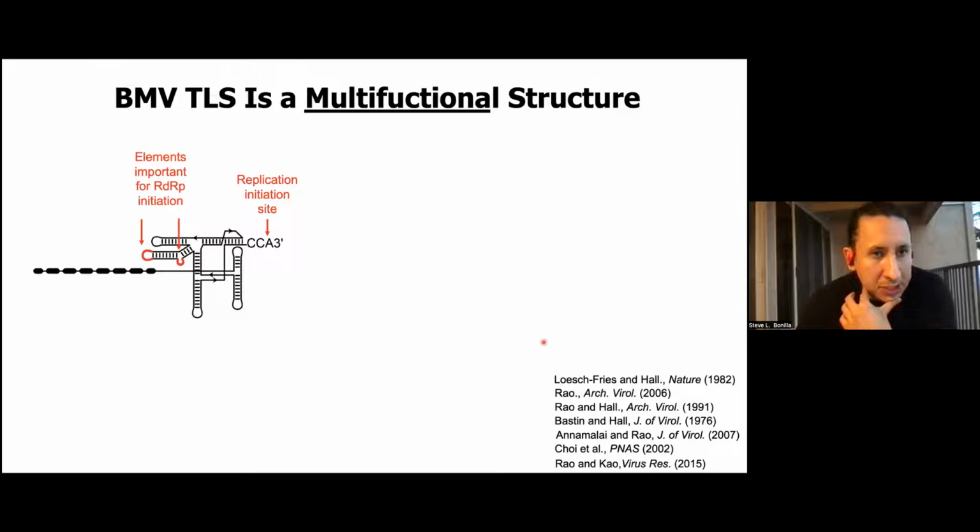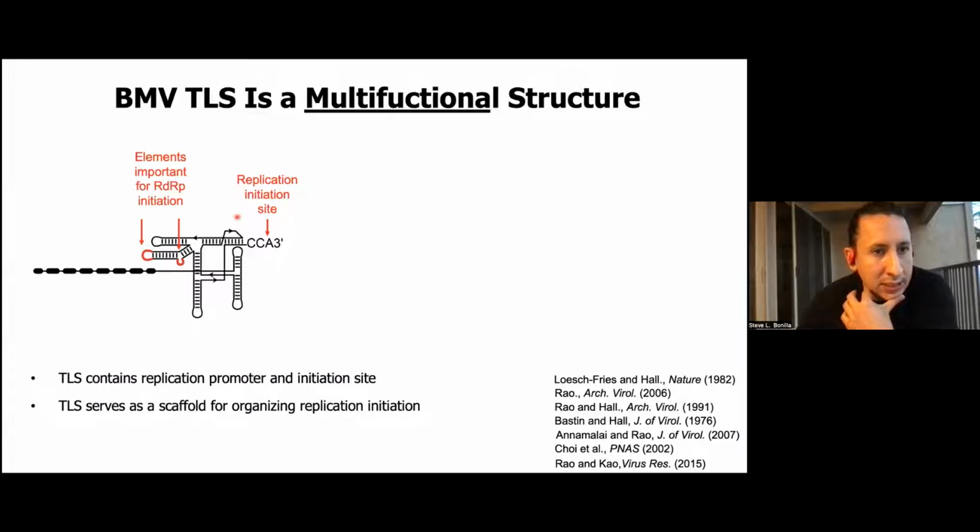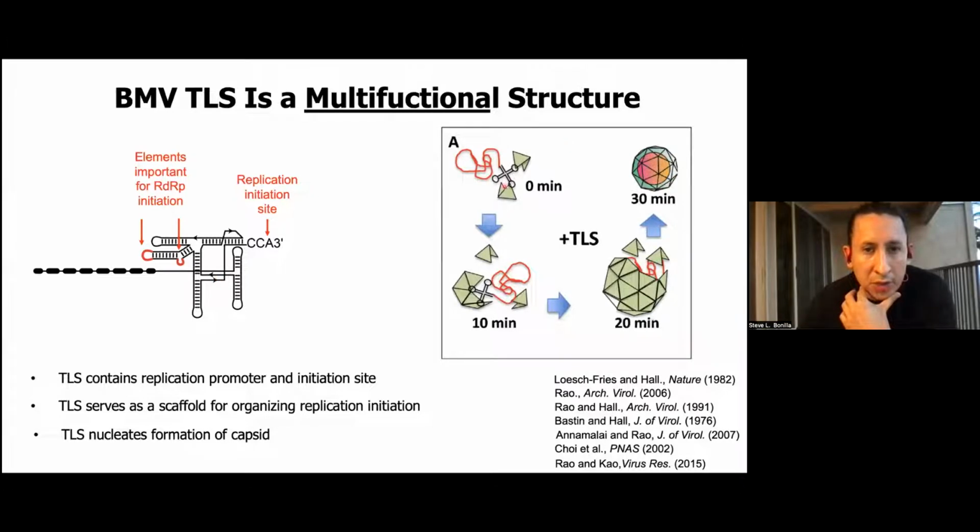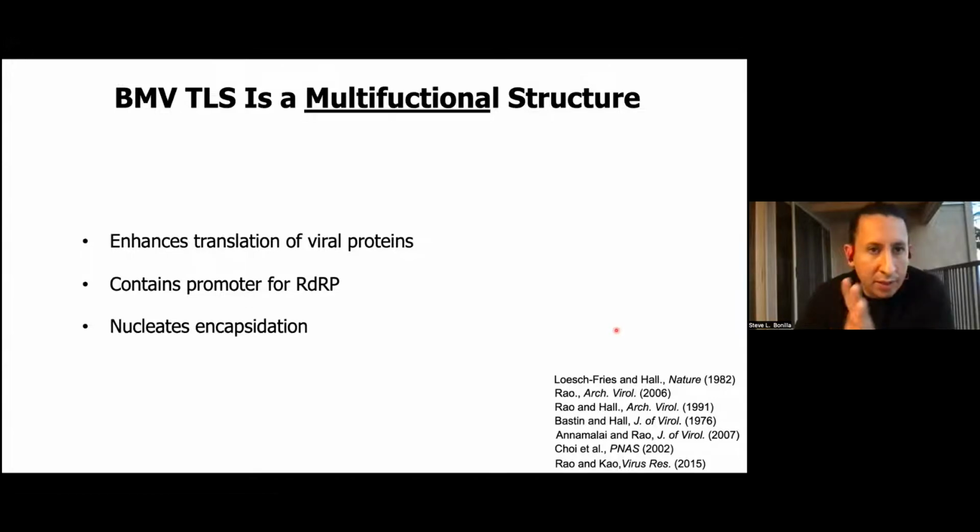In addition to those tRNA-like properties, this TLS structure contains the sequences that are recognized by the RNA-dependent RNA polymerase during synthesis of the minor strand during replication. And also the TLS structure serves as a nucleation site for formation of the capsid that encapsulates the genome. So obviously this structure is very important for the virus, but the structural basis of many of these processes is not very well understood because we didn't have a structure of the TLS.